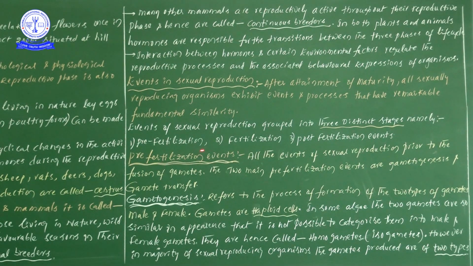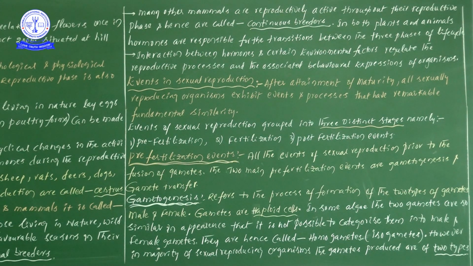Once you observe this particular side heading, pre-fertilization events means the events which occur only before the fertilization, isn't it? So that is the only meaning. All these kinds of events which occur only before the fertilization, that kind of events we take as pre-fertilization events. Next one here: all the events of sexual reproduction prior to the fusion of gametes.